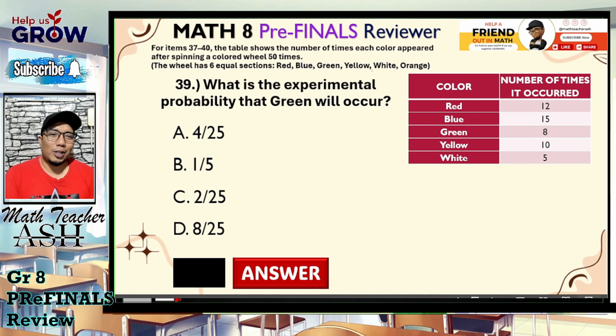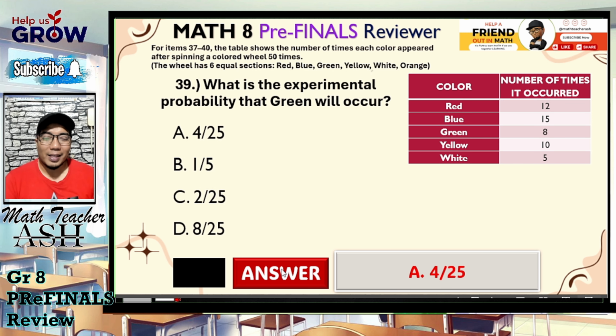Alright, my dear math learners. So we have already talked about the experimental probability. It talks about the actual number of times it occurred. So talking about green, we have 8 times out of 50. Alright, so 8 out of 50. What we need to do is get the lowest term of 8 over 50, and that is 4 over 25. Letter A is the correct answer. Let's check whether we are correct. Easy, right? So I hope you got that one, my dear math learners.